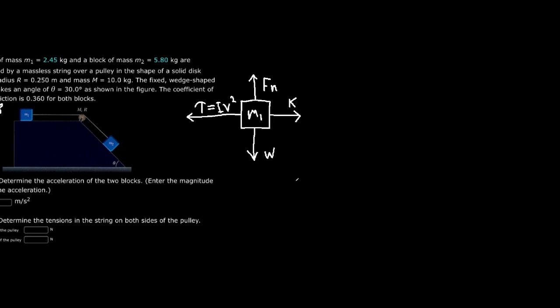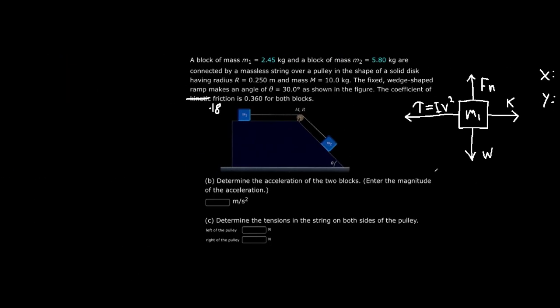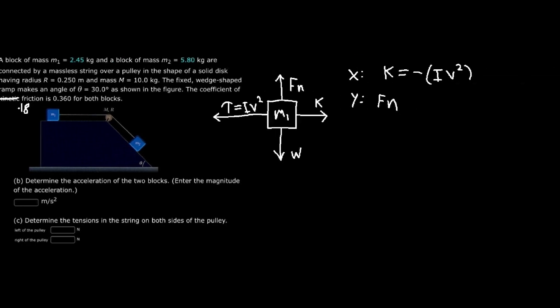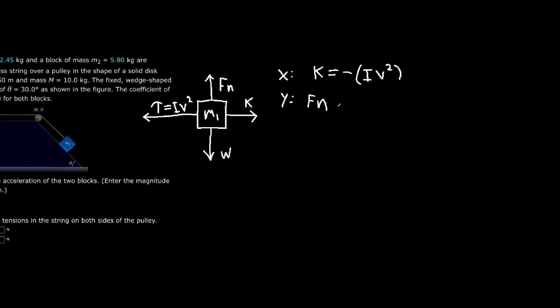So that means that if this is positive x, we can make our x equation for the x-axis, and that would be k, because going in the positive direction, is equal to negative, and then we could just plug in the equation of I v squared. Now let's make our y equation. We'll say that right is positive in the x direction and up is positive in the y direction.